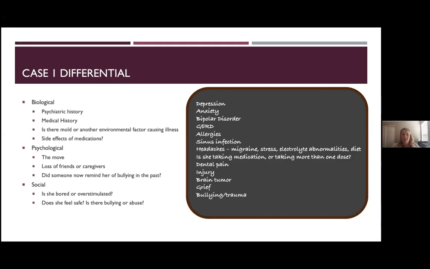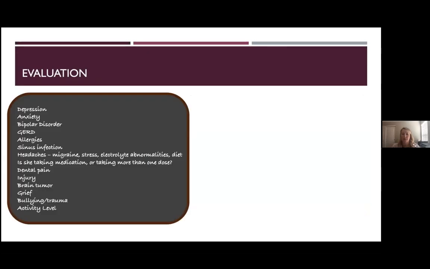We also think about her new environment, and is it different than the school she was in before? And could she be overstimulated or understimulated? So that's part of what's on our differential diagnosis. Certainly not a complete list. I'm sure you can think of more things, but we'll use this to guide our evaluation. So we definitely want to get other input.